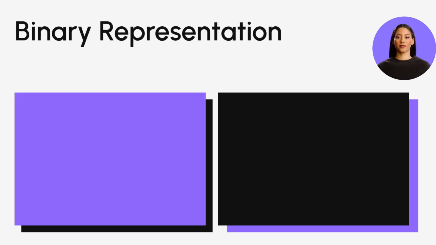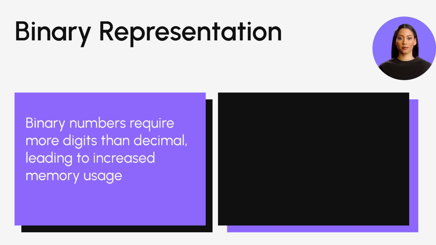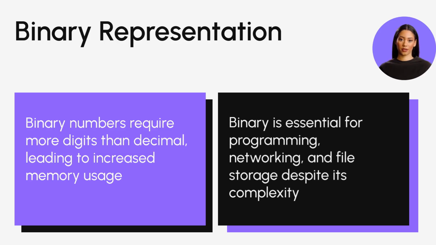Binary numbers are difficult for humans to read directly, leading to the use of higher-level representations like hexadecimal. Binary requires more digits than decimal, which can increase memory usage. Representing real numbers in binary introduces complexity and potential errors. Despite these challenges, binary remains essential in programming, networking, and file storage. Its limitations are well managed by software and higher-level abstractions.